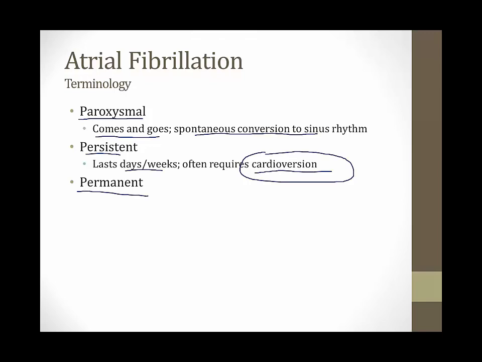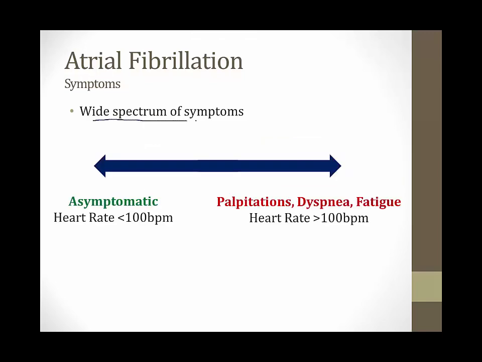There is a wide spectrum of symptoms seen among patients who have atrial fibrillation. Many patients are asymptomatic and have a heart rate under 100 beats per minute. In these cases, the atrial fibrillation is detected on a routine EKG or sometimes when someone takes the pulse and notices that it is irregular. On the other end of the spectrum, there are patients who have palpitations and dyspnea and fatigue, often with a very fast heart rate over 100 beats per minute.